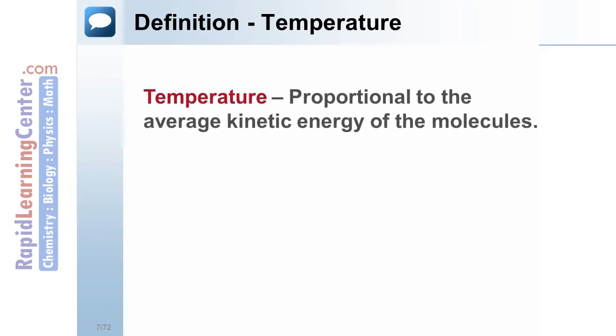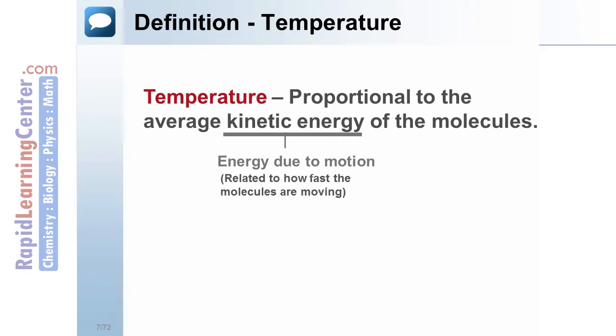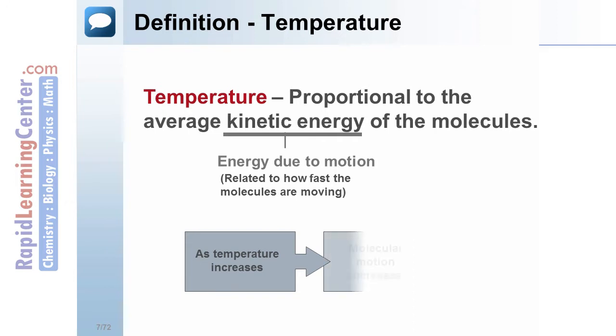Definition: temperature. Temperature is proportional to the average kinetic energy of the molecules. Remember, kinetic energy is energy of motion. So, as temperature increases, so does molecular motion. The molecules bounce around and vibrate faster.